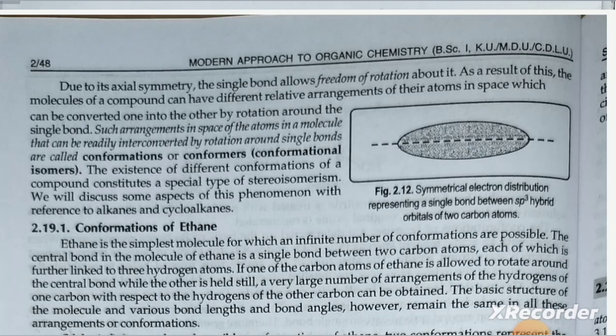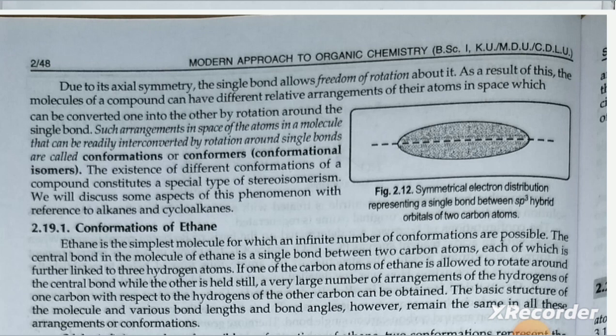Due to its axial symmetry, the single bond allows freedom of rotation about it. As a result of this, the molecule of a compound can have different relative arrangements of its atoms in space, which can be converted one into the other by rotation around the single bond. Such arrangements in space of the atoms in a molecule that can be readily interconverted by rotation around single bonds are called conformations or conformational isomers.